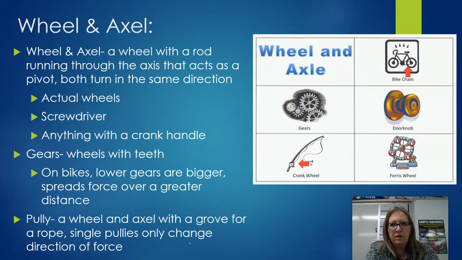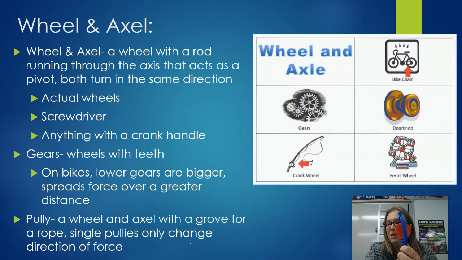Kind of an extension of the wheel and axle is a pulley. This is a pulley, okay? So we've got a wheel and it's on an axis, but there's a groove in it. And the groove allows us to put ropes or cables or cords through it. And what pulleys do simply is they can change the direction of the force.